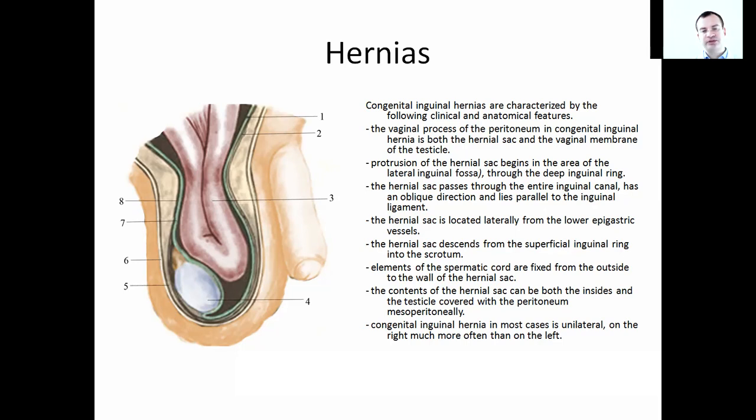Elements of the spermatic cord are fixed from the outside to the walls of the hernial sac. The contents of the hernial sac can be both the viscera and the testicle covered with the peritoneum mesoperitoneally. Congenital inguinal hernia is in most cases bilateral, on the right much more often than on the left.